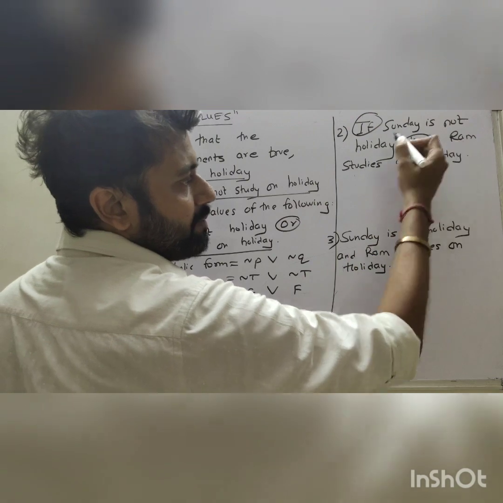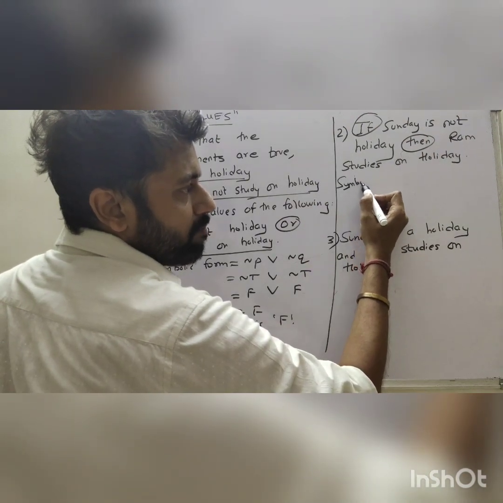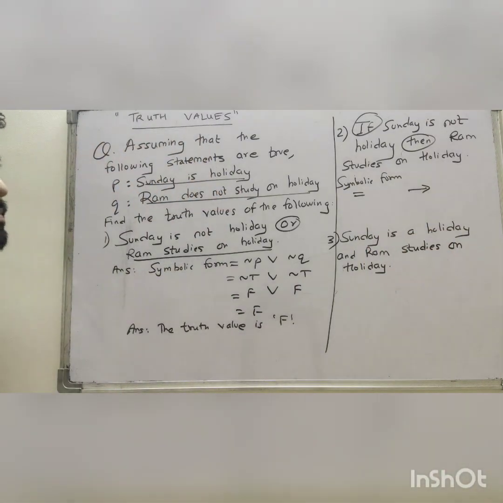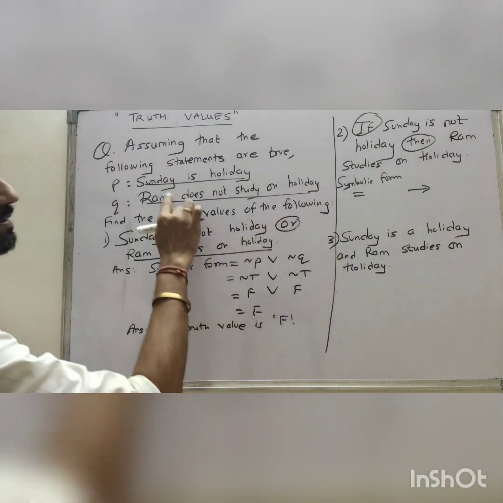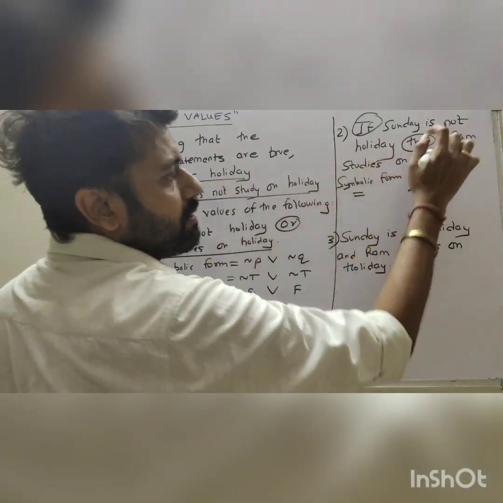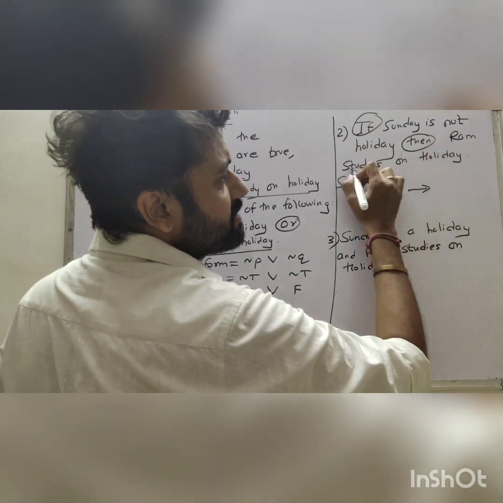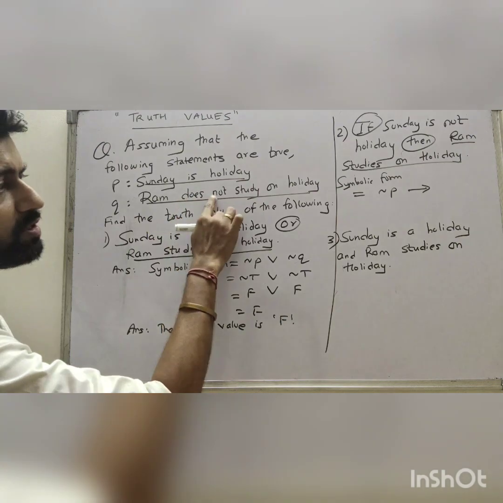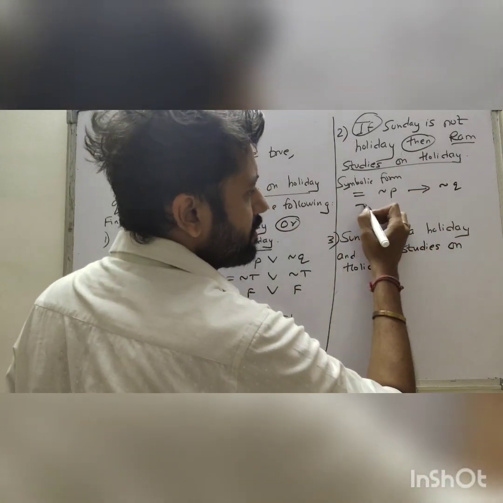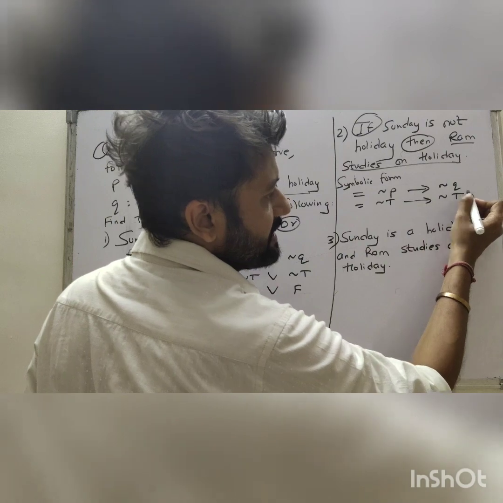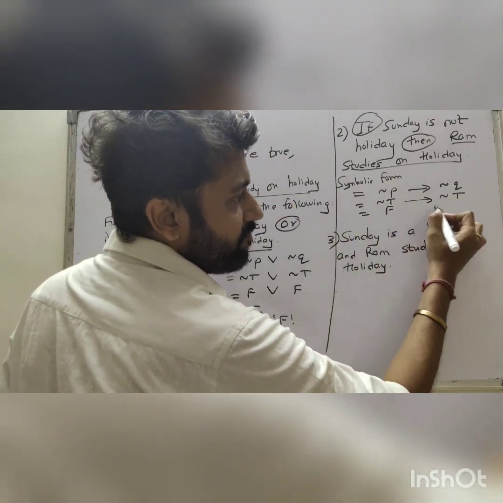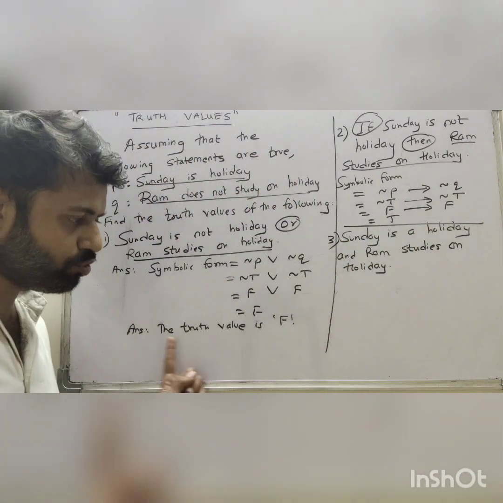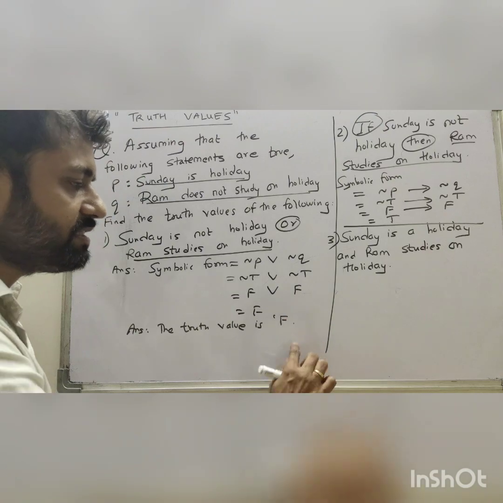This is an if-then statement. So the symbolic form will definitely have implies. Sunday is not holiday. Not means negation P. Ram studies on holiday is said. Here it says does not, meaning the opposite is given. Negation T implies negation T. The value of negation T is F. The value of negation T is F. F implies F. Answer is true. The truth value is T.